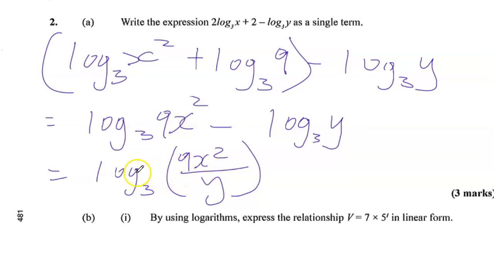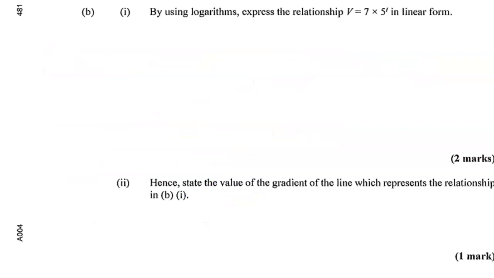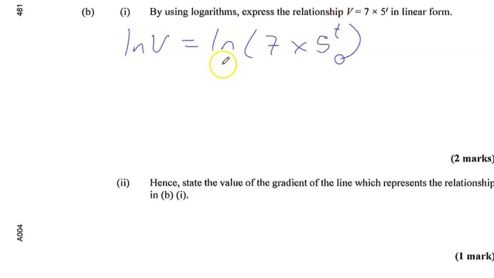Part B, part 1. By using logarithms, express v equals 7 times 5 to the power of t as a single log. So what we can do is log both sides. I'm going to use natural log. So ln v equals ln, so we log both sides, 7 times 5 to the power of t.